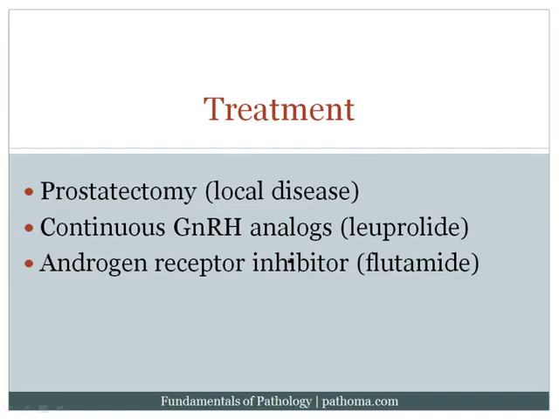With local disease, prostate cancer is treated with prostatectomy, so that is removal of the prostate. If there is advanced disease, continuous GnRH analogs, such as leuprolide, can be used. Now the idea here is that the GnRH analogs, when continuous, they shut down the hypothalamus, which then reduces luteinizing hormone and FSH, which would then in turn decrease the ability of the prostate cancer to thrive because, of course, prostate cancer is androgen dependent.